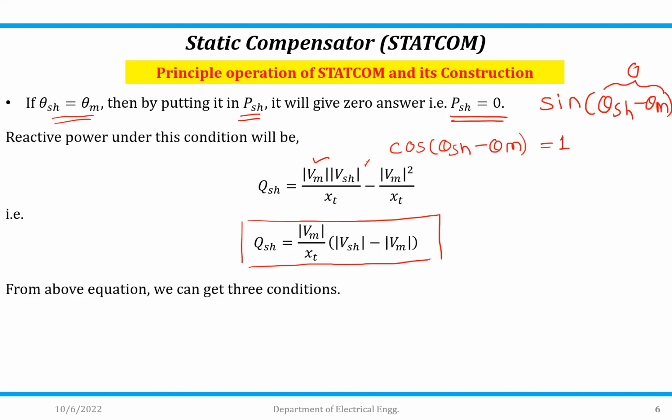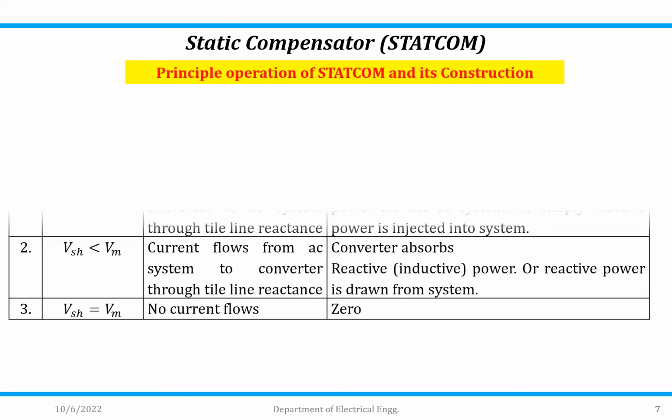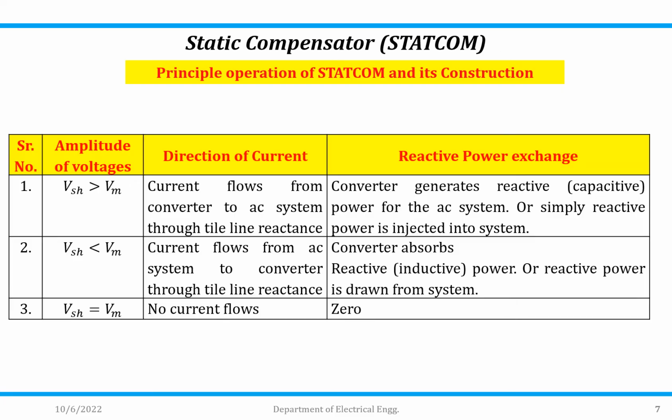From this equation, whatever equation we have written for Qsh, we can get three conditions. What are those three conditions? Let's discuss. If the amplitude of the voltage Vsh is greater than Vm, then what will you observe? Please remember the diagram. As Vsh is near to the converter, I can draw it here. This is your Vsh near to this converter. Here the capacitor is connected. Here there will be a transformer reactance and this will be a line voltage which is Vm.